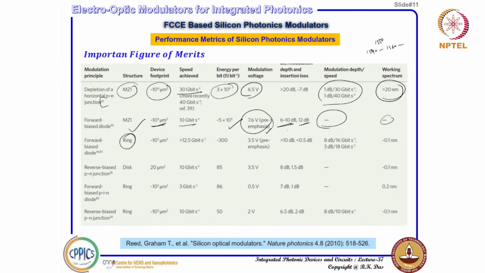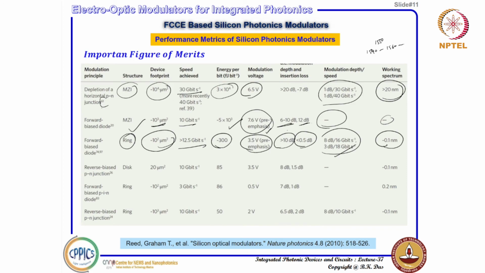And ring resonator, micro ring resonator, forward bias: you see the dimension is reduced to just 100 micrometer square, and the Gbps is very large, energy per bit just reduced to 300 femtojoule per bit, voltage requirement 3.5 volt, and modulation depth 10 dB, and insertion loss very low, 0.5 dB. Modulation depth per speed is another figure of merit given, and the bandwidth is very low, 0.1 nanometer.